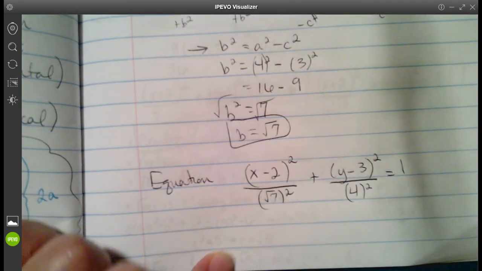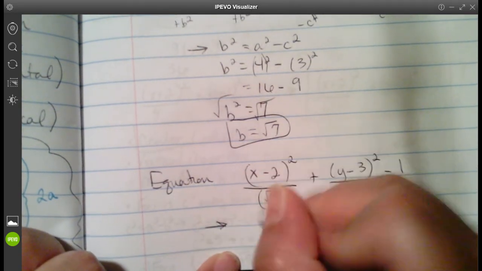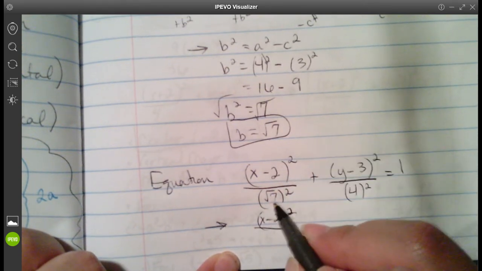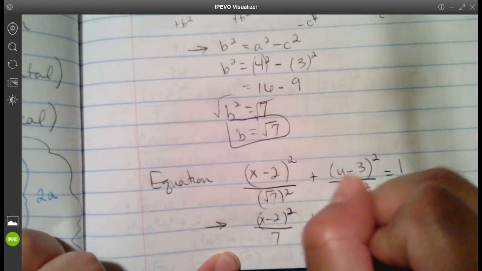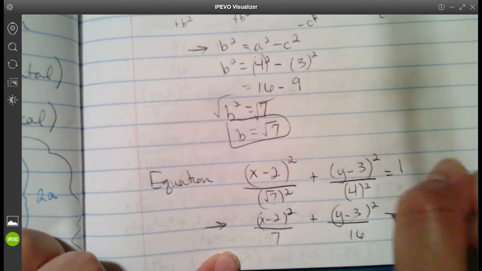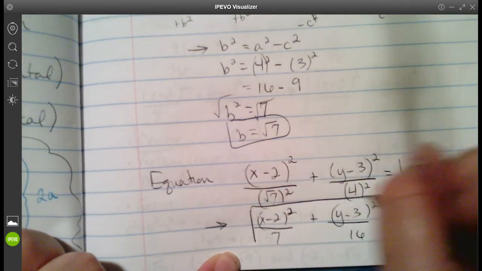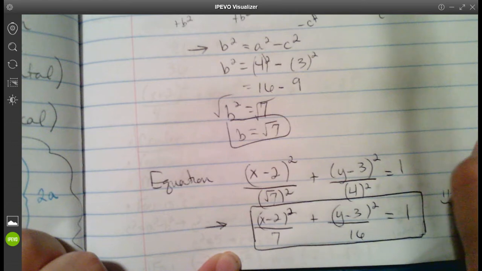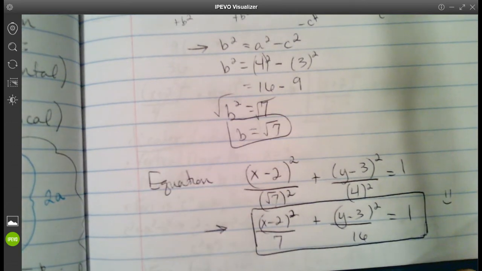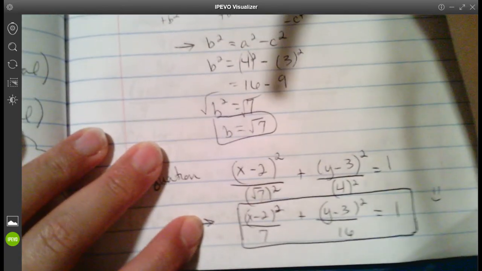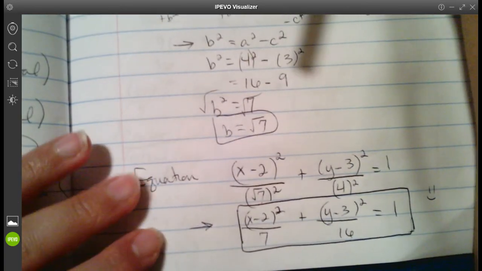And of course, you do want to simplify it. So let's write it nicely now. So (x minus 2) squared over the square root of 7 squared, which is just 7, plus (y minus 3) squared over 16 is equal to 1. And we are finished. Yay. I think that's all we needed to find for this one. Let me just double check. Yeah, that's all we needed, the equation. So there's the answer for example 1.